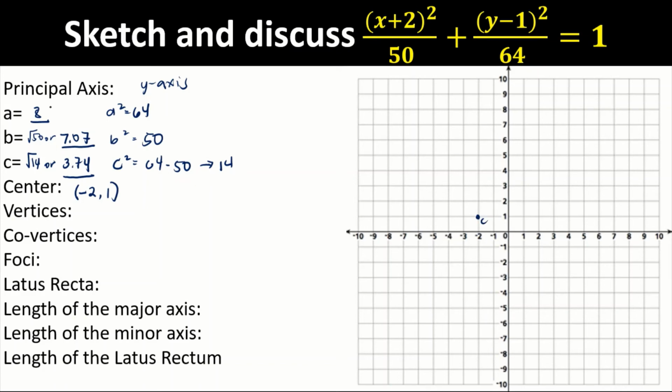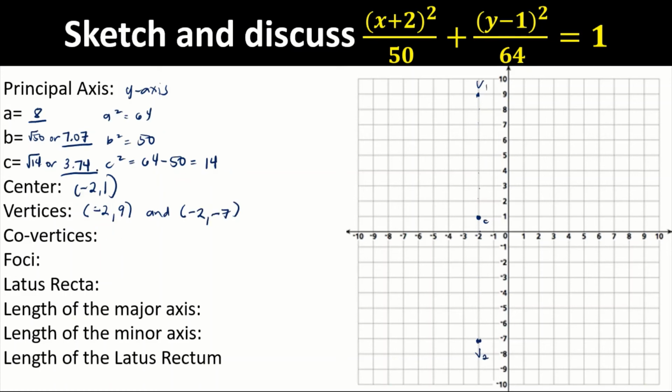And bilang tayo ng 8 units. Okay, so since y-axis tayo, upward and downward tayo. So, 1, 2, 3, 4, 5, 6, 7, 8. So, this point is the V sub 1. 1, 2, 3, 4, 5, 6, 7, 8. Okay, so this point is the V sub 2. So, ang coordinates natin is negative 2, 9. Okay, and negative 2, negative 7.